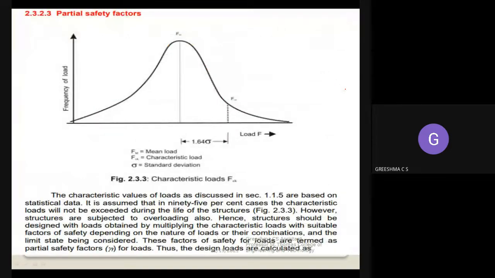Okay, so this is a graph which shows the stress versus frequency of loading. The characteristic value of the load, as discussed, is based on statistical data. It is assumed that in 95% of cases the characteristic load will not be exceeded during the life of the structure. However, structures are subjected to overloading also. Hence, the structure should be designed by multiplying the characteristic load with a suitable factor of safety depending upon the nature of the load.